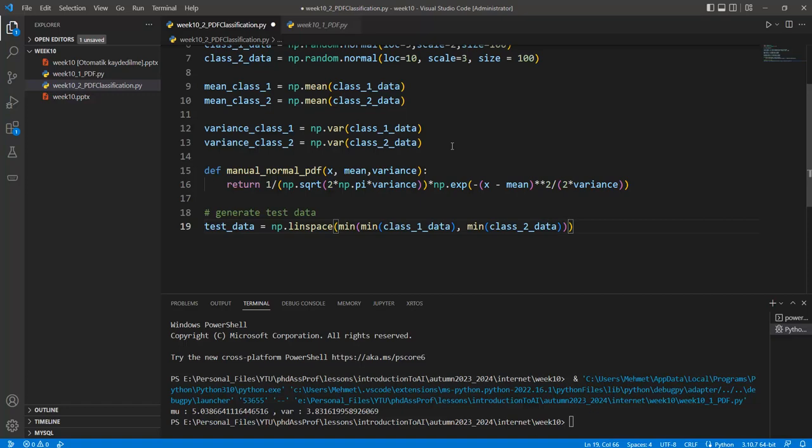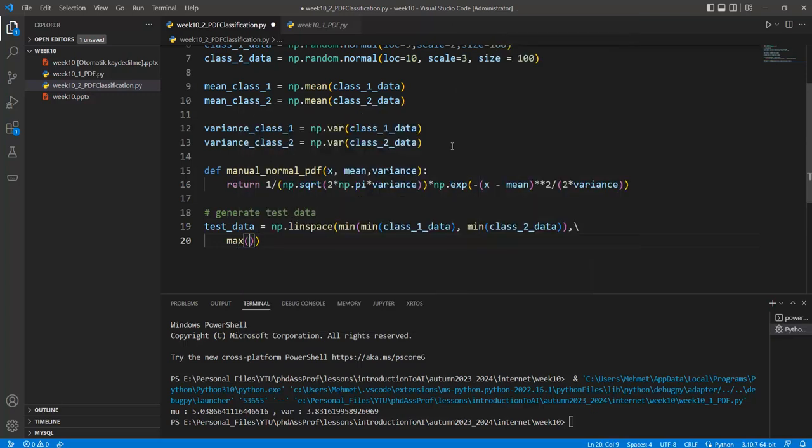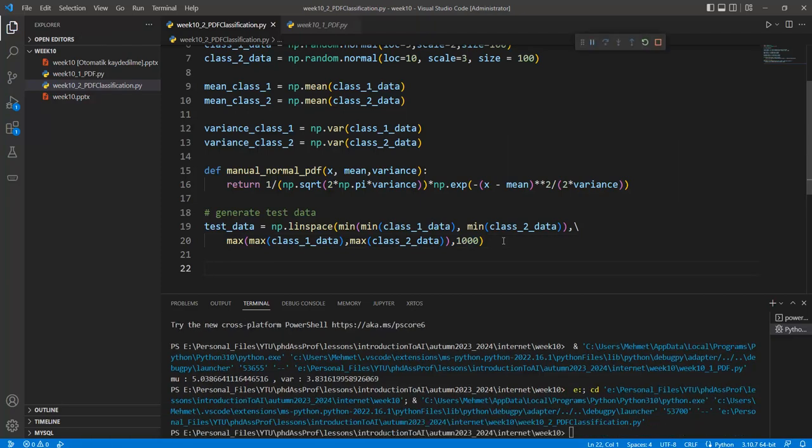We should find the minimum values of the 2 class data. Okay, and we also give the max of class 1 data and max class 2 data, right? And after that we should give 1000 data points. Okay, we check and that's okay. And after that we should give the PDF values.